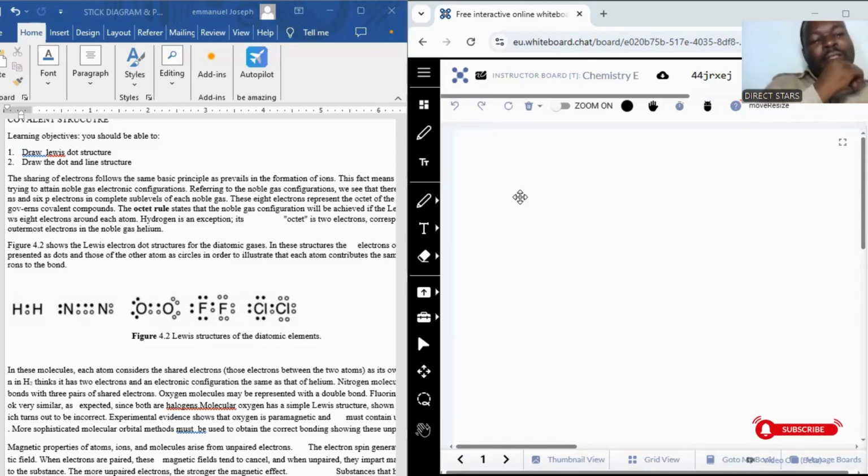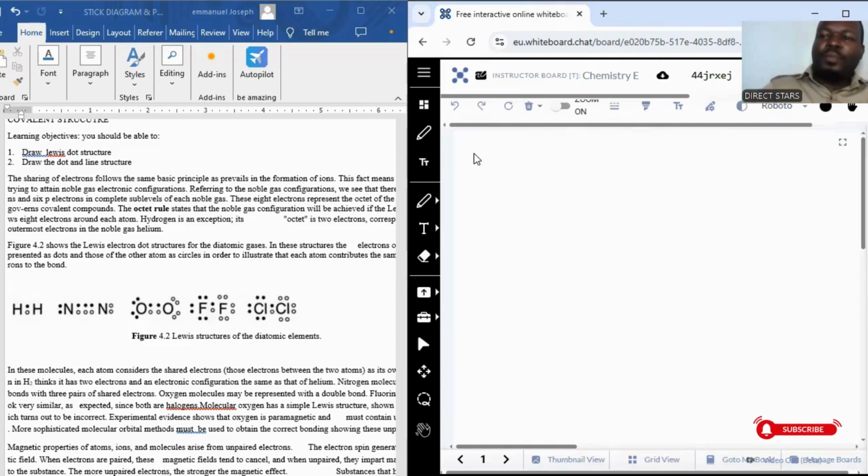Today we'll be looking at how to illustrate some of these covalent structures with diagrams. And the best tool to use is the Lewis structure. The Lewis dot structure is the easiest to use. We'll start with hydrogen. Hydrogen is diatomic. So today you will know why hydrogen is regarded as diatomic.